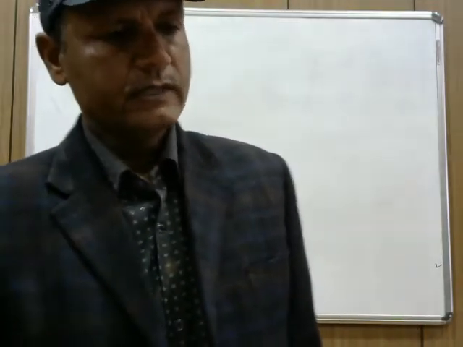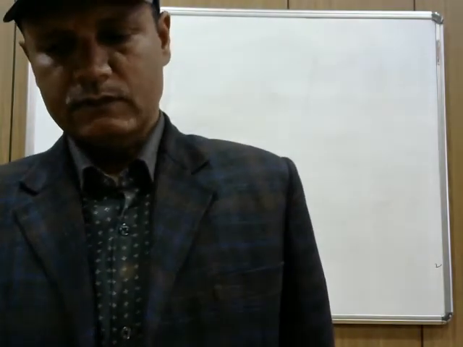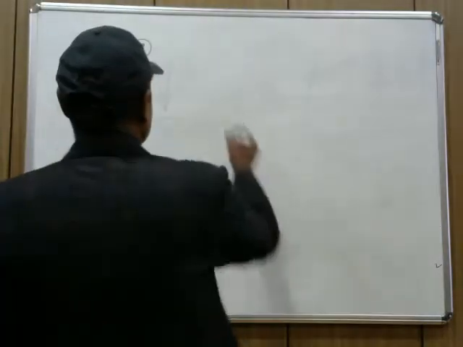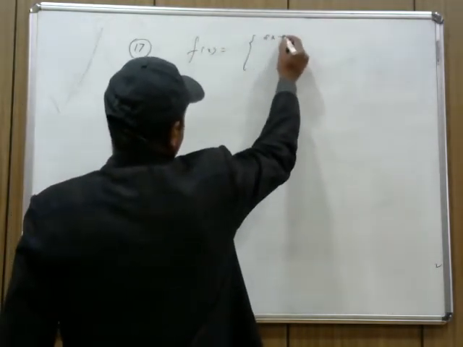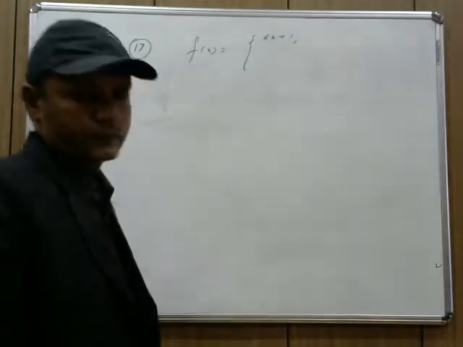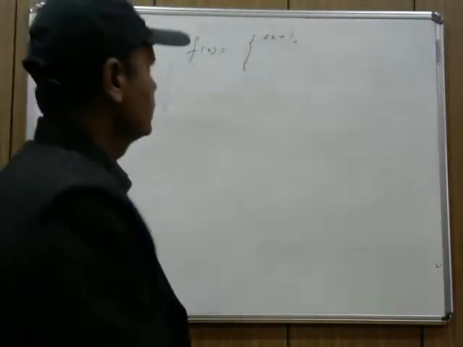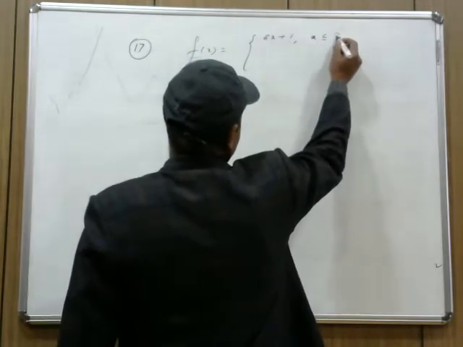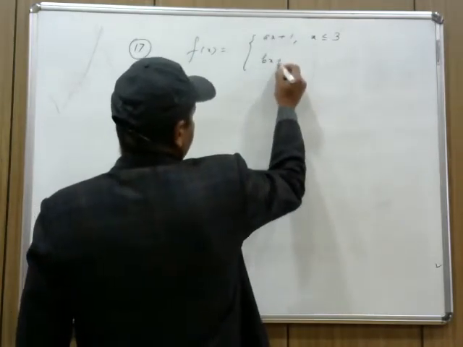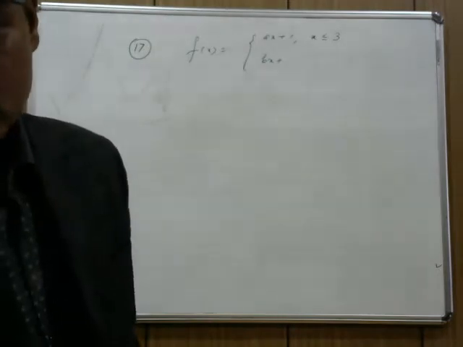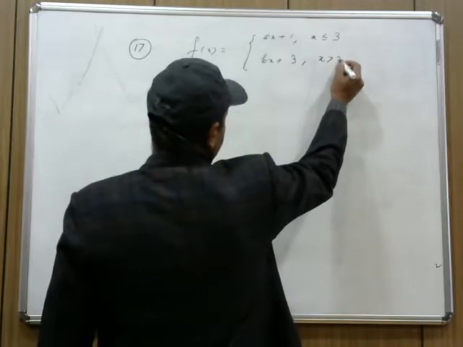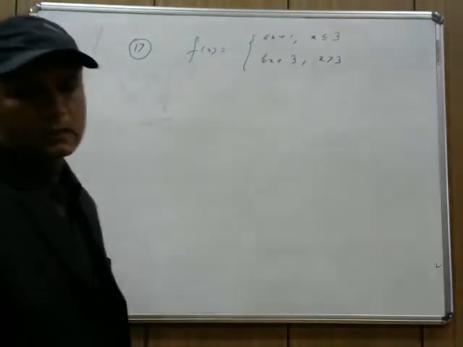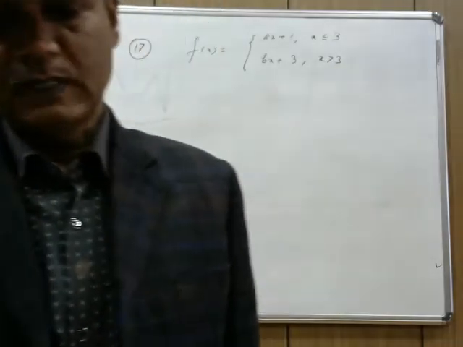In question number 17 we have to find the relation between a and b so that the function f defined by f of x is equal to ax plus 1 if x is less than or equal to 3, and bx plus 3 if x is greater than 3, is continuous at x is equal to 3.